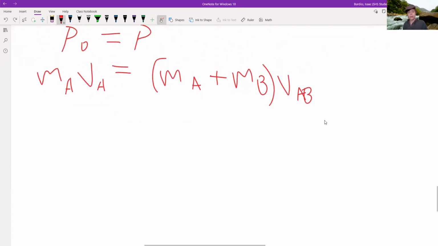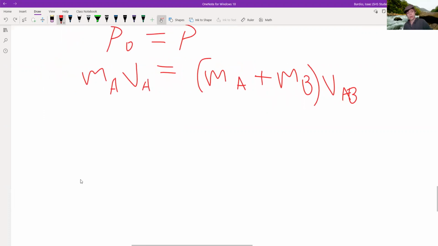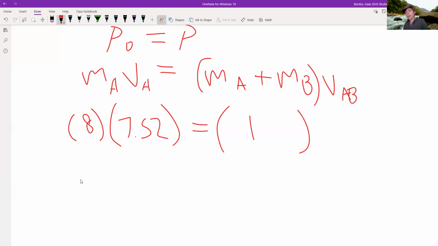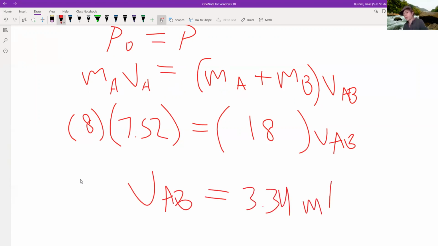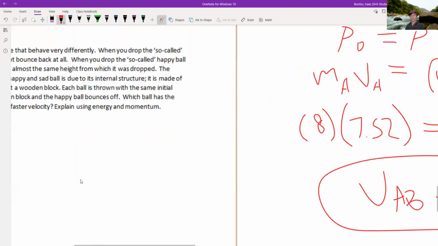And there is no initial velocity of B, so that's why we just only have this. So the mass of A was 8 kilograms. The velocity that we just found, that's why we did that, 7.52. And when you add the masses, that's 18, 10 plus 8. And then we're trying to find this. And when you solve for it, you find that it is 3.34 meters per second. So not really that hard, but you just have to think of the steps that you do.